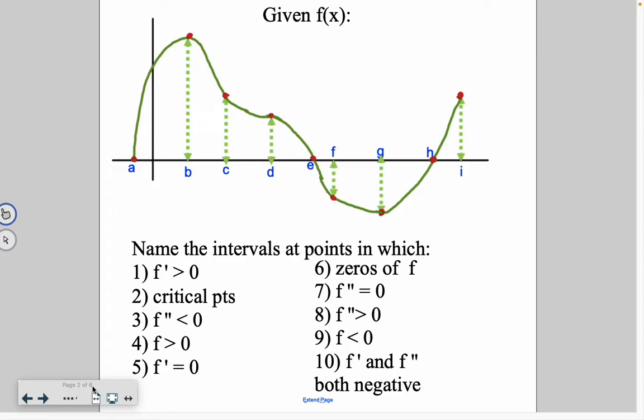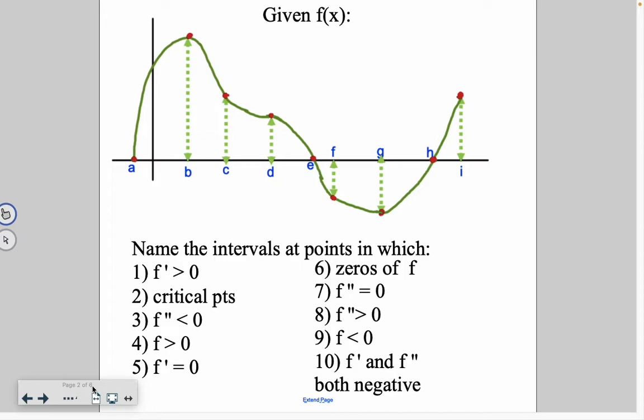Number 4, now we're going back to the function. Where is the function positive? That's all that's saying. Anywhere it's above the x-axis. That's going back to the actual function values. So in this case, from A all the way over to E, and then from H to I. That's where the function is positive. Part 5, where is the first derivative equal to 0? Maximums and minimums. That's what we're looking for. So in this case, B, D, and G. Those three are your maximums and your minimums.